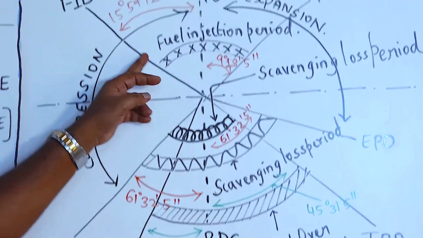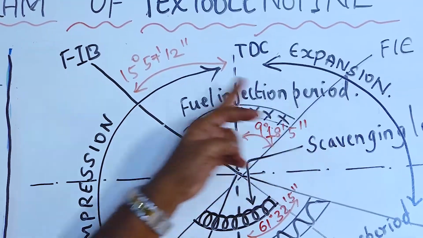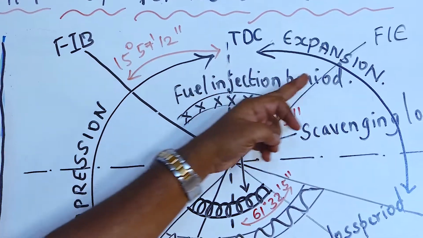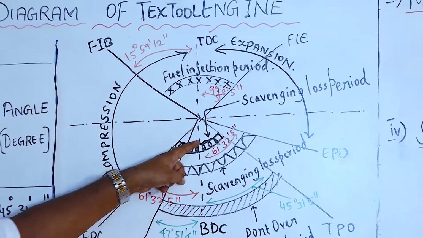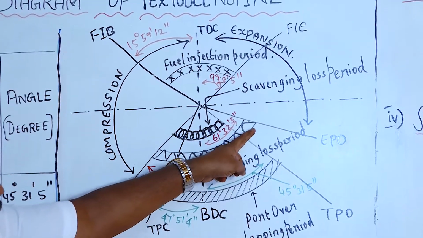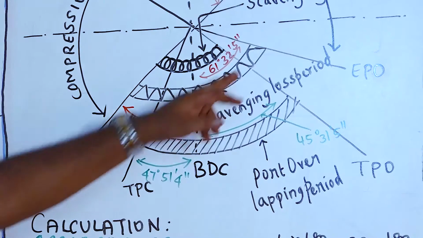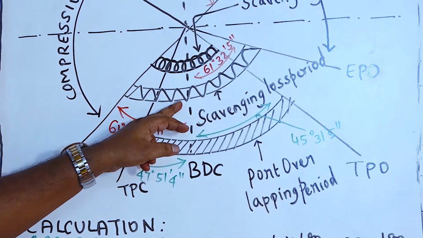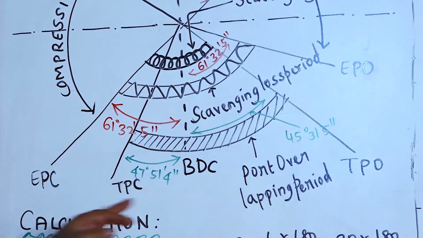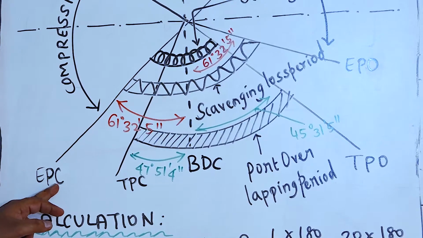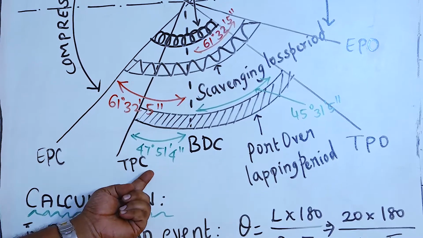So here you can see the fuel injection period. That is the angle between FIB and FIE, where FIB represents fuel injection begins and FIE represents fuel injection end. The scavenging period occurs between EPO and EPC, a continuous process; throughout EPO to EPC, scavenging occurs. The scavenging loss period is the angle between transfer port open and exhaust port close. And the port overlapping period occurs between transfer port open and transfer port close.